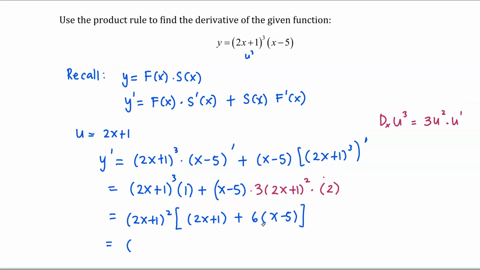So you have (2x plus 1) squared times 2x. So now we don't have much space. This is 6x minus 30. So we have 2x plus 6x, that is equal to 8x, plus 1 plus negative 30, that's negative 29. So this expression here is the derivative of the given function in the simplest form.